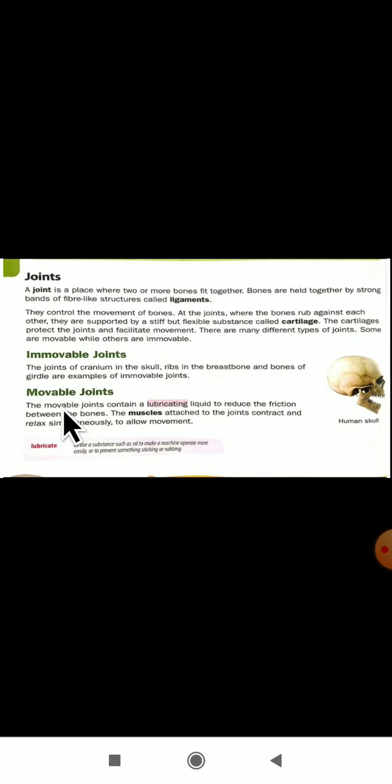Yes, you can tell the definition easily now. The joints which can move are called movable joints.